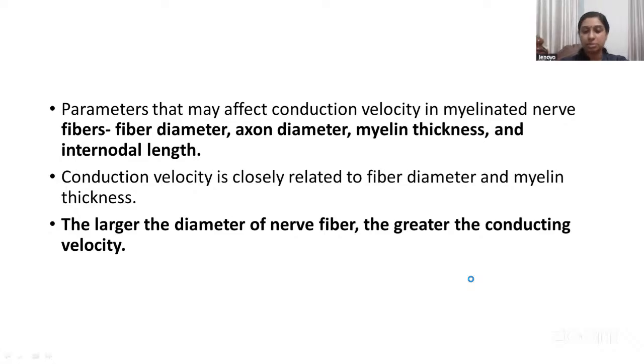The larger the diameter of the nerve fibers, obviously, the greater will be the conduction velocity. Also, the myelin thickness improves the conduction velocity.